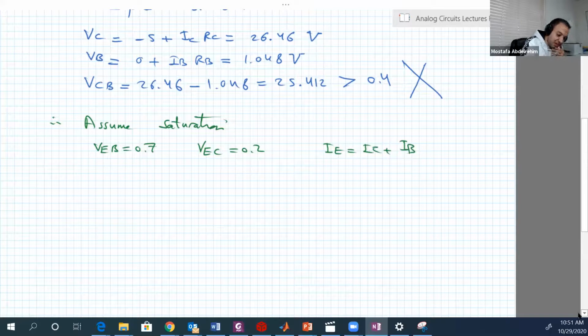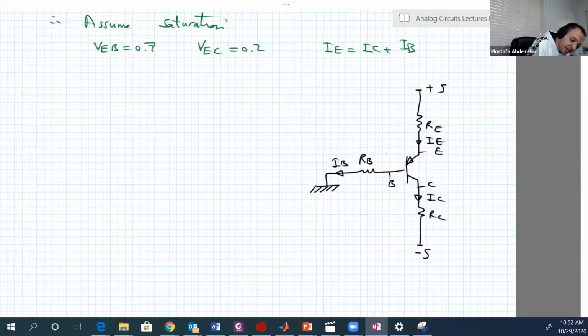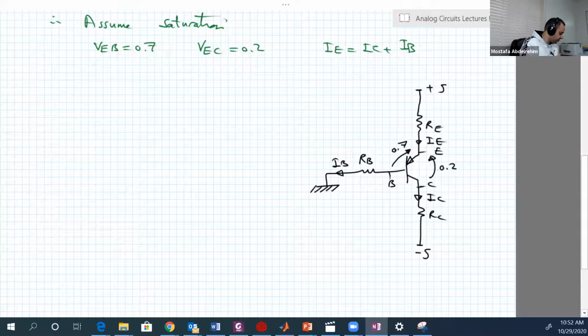Okay, let's draw the circuit again. Now we have here 0.7, and we have VEC 0.2. First let's get IE. So let's change the color.